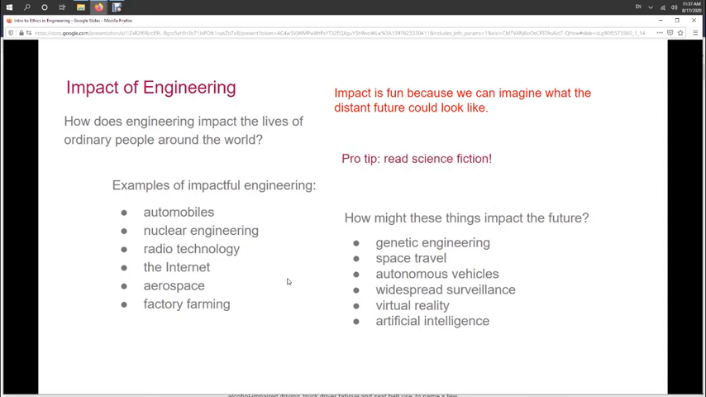Pro tip, read science fiction. I started reading science fiction a few years ago and I've really enjoyed it. Many of the things that you read about in science fiction are happening now. Space travel, genetic engineering, autonomous vehicles, artificial intelligence is a big topic in the science fiction I've read. So the authors use their imagination and they think about how these things might look in several hundred or even thousands of years from now.